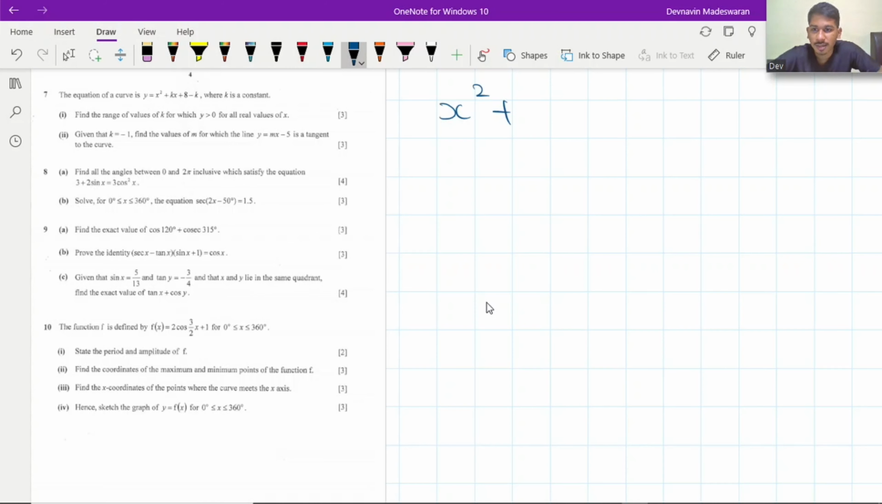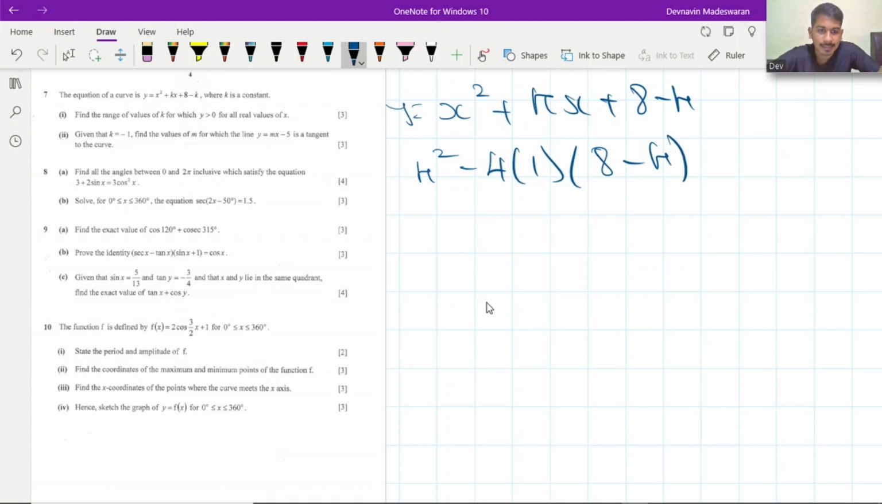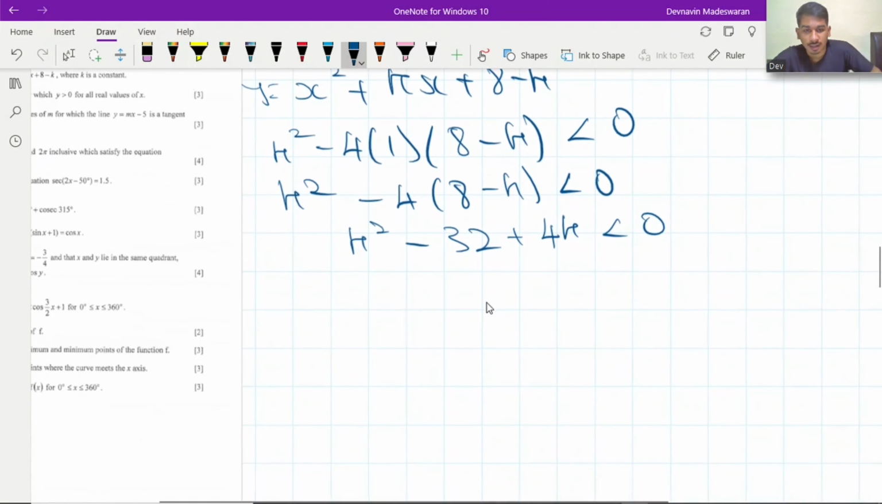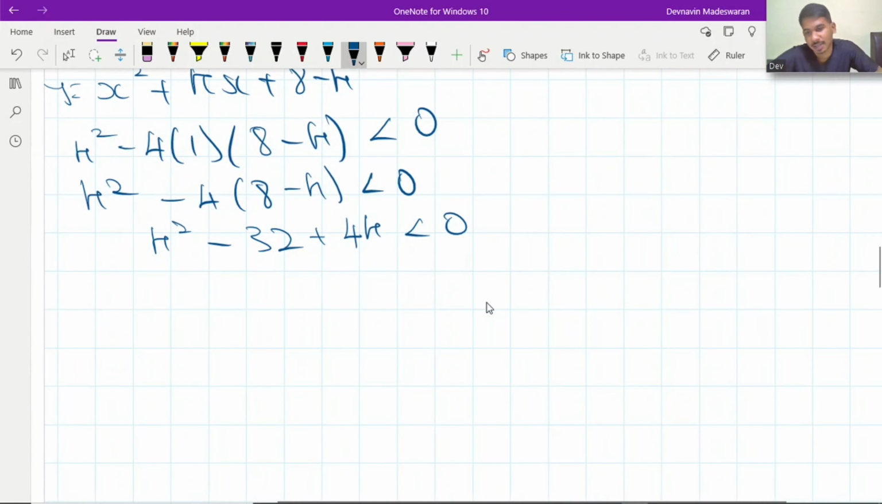So we have x squared plus kx plus 8 minus k, y is equal to that, and the discriminant is b squared minus 4ac, where b is k, a is 1 and c is 8 minus k. So k squared minus 4 times (8 minus k) is smaller than 0, k squared minus 32 plus 4k is smaller than 0. So now we have another quadratic, and we can factorize it.